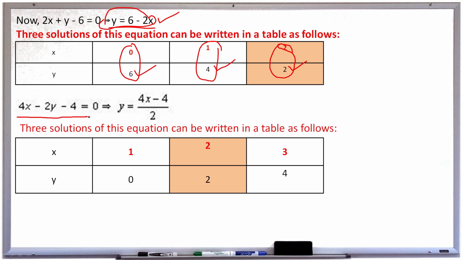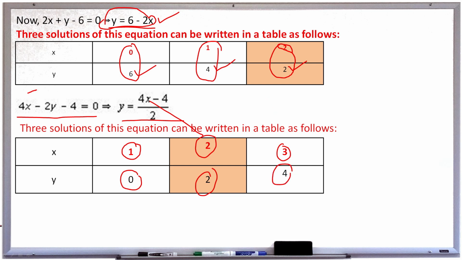Now the second equation we can write in terms of y. So you can bring the left terms to the right side. y is equal to 4x minus 4 by 2. Now put the value x is equal to 1, you will get the value y is equal to 0. Similarly, x is 2, put in this equation, you will get y is equal to 2. Put x is equal to 3 in that same equation, you will get y is equal to 4.